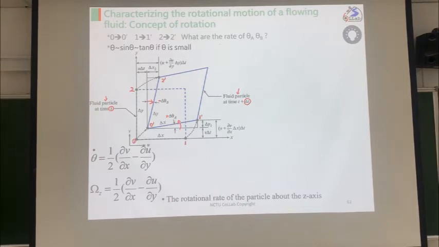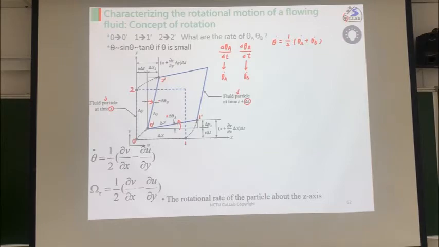So the key question is, if we can identify theta A and theta B, and we know exactly that the time difference is delta t, then we can divide by delta t. So we have the theta A rate and the theta B rate, and we define the theta rate as one half of the theta A rate plus the theta B rate. So the key here is that we need to know delta theta A and delta theta B, and then we can compute the rates of the theta A angle and the theta B angle.